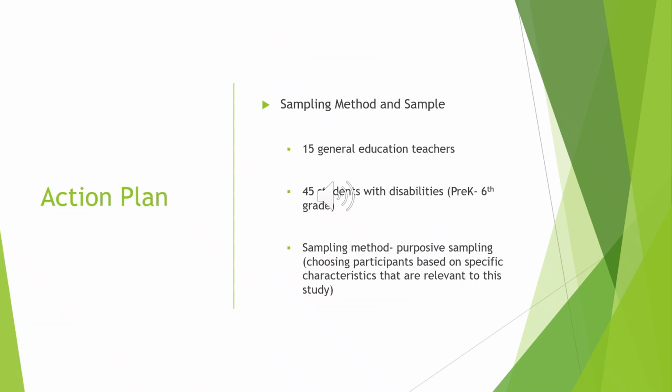So let's look at the action plan, the sampling method and sample. This will include 15 general education teachers, 45 students with disabilities, and the grades will range from pre-K through 6th grade. And then the sampling method will be purposive sampling. I chose purposive sampling because I'm able to choose participants based on a specific characteristic that's relevant to this study, thus being the 45 students with disabilities, varying from pre-K to 6th grade.